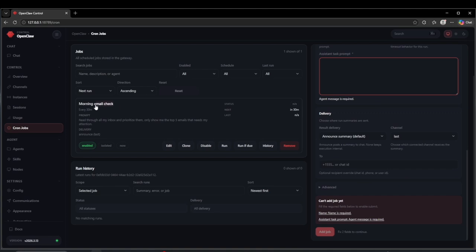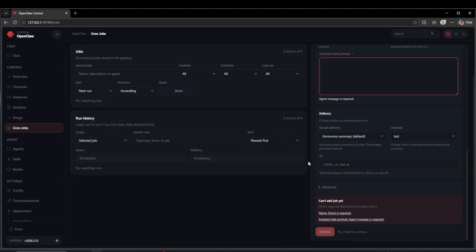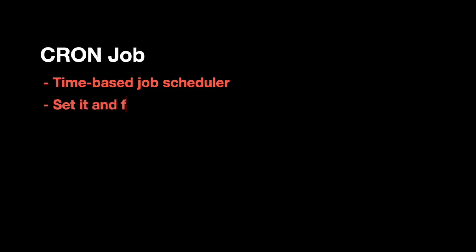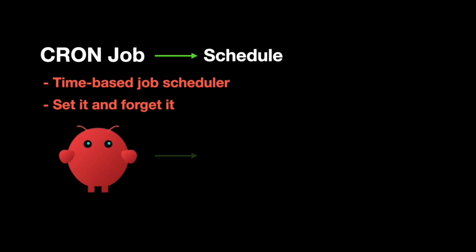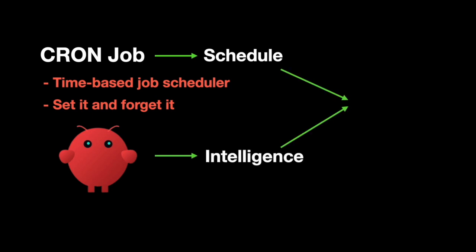In the Job tab, you can see your newly added cron job, and if you no longer needed it, you can remove it, or if you want to change the schedule, you can edit it easily. This is the set it and forget it philosophy of modern automation. Cron provides the schedule and OpenClaw provides the intelligence. Together, they take artificial intelligence and turn it into autonomous productivity.